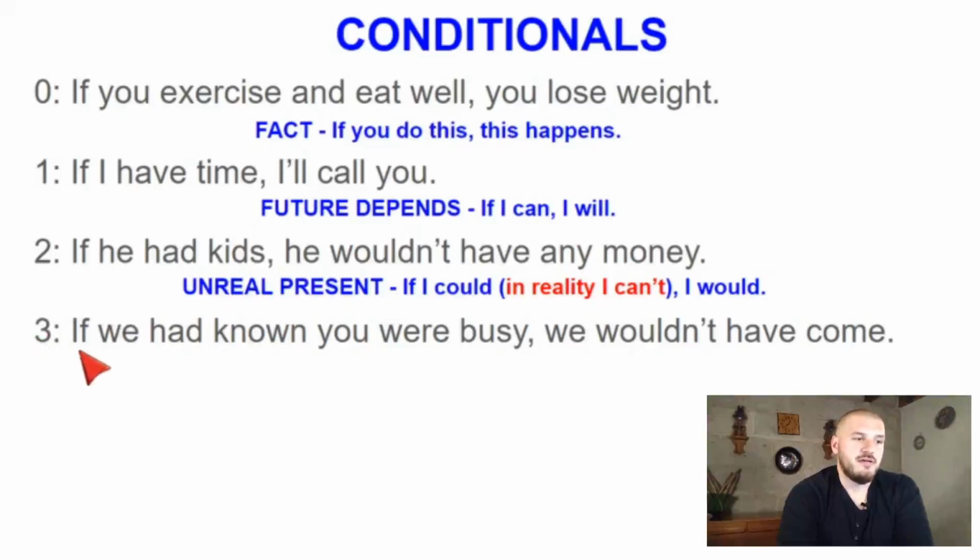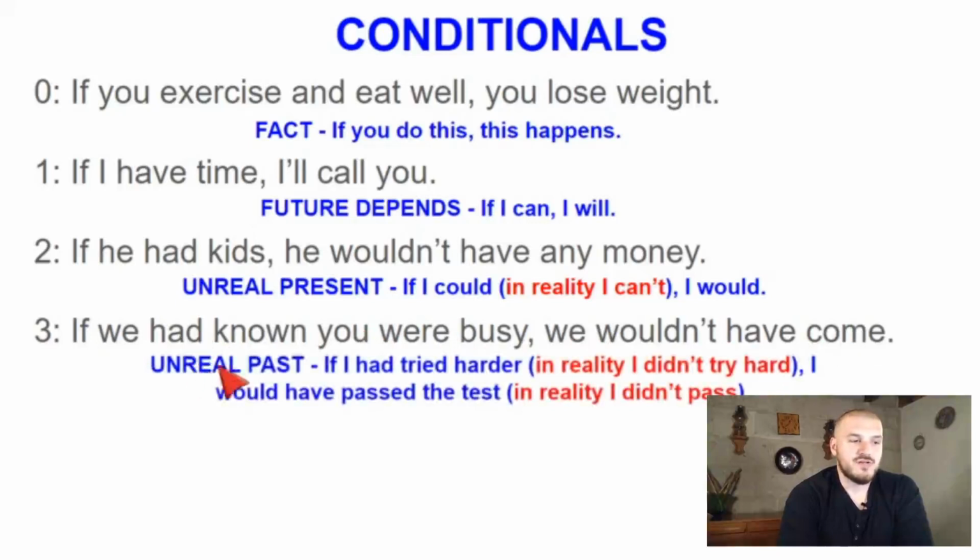And the third conditional, if we had known you were busy, we wouldn't have come. De haber sabido, o si hubiéramos sabido that you were busy, no habríamos venido. We wouldn't have come. This is an unreal situation, but now we're talking about an unreal situation in the past. Si hubiéramos sabido, la realidad es que no sabíamos, pero si hubiéramos sabido en el pasado, no habríamos venido. We wouldn't have come. So this is an unreal situation in the past.